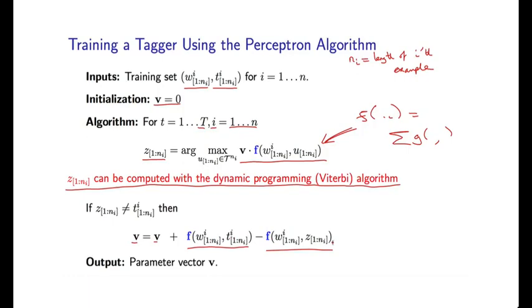So again, at a high level, the critical thing is we've leveraged this kind of definition of f, that is a sum of local feature vectors, in the sense that we can now use dynamic programming to find the highest scoring tag sequence for each training example under the current parameters. And then we use the standard perceptron updates.